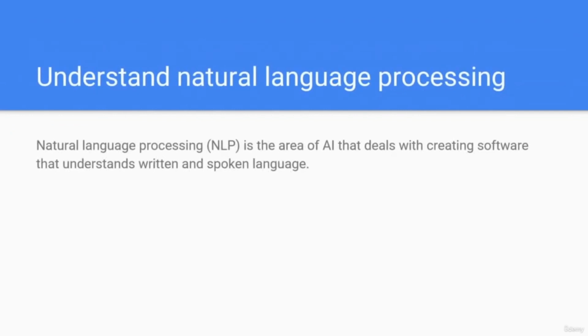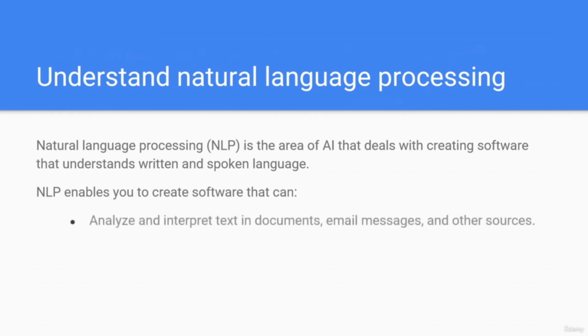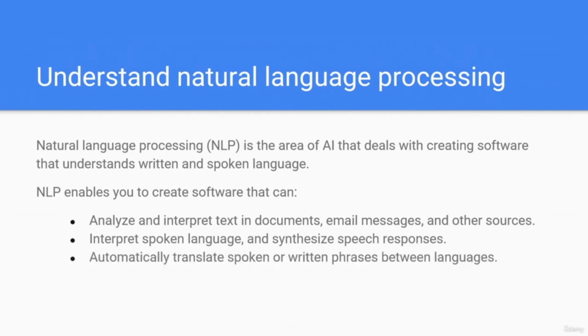Natural language processing, NLP, is the area of AI that deals with creating software that understands written and spoken language. NLP enables you to create software that can analyze and interpret text in documents, emails, messages, and other sources, interpret spoken language and synthesize speech responses, automatically translate spoken or written phrases between languages, and interpret commands and determine appropriate actions.